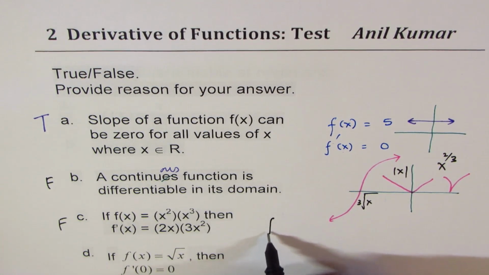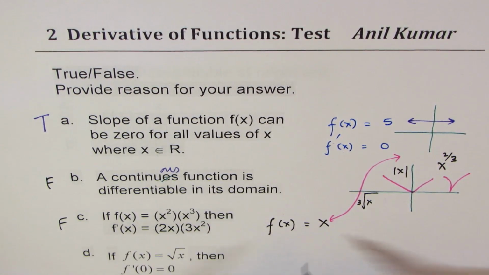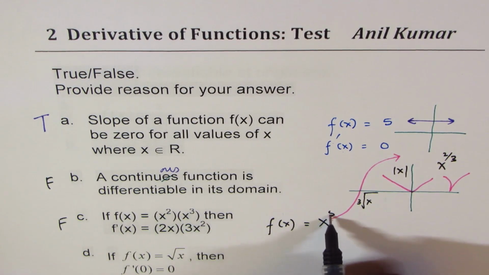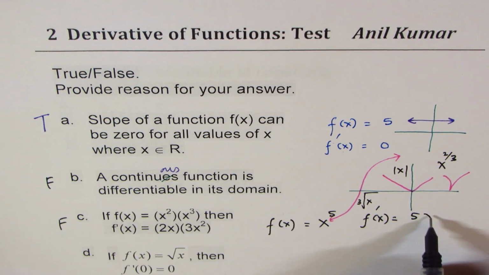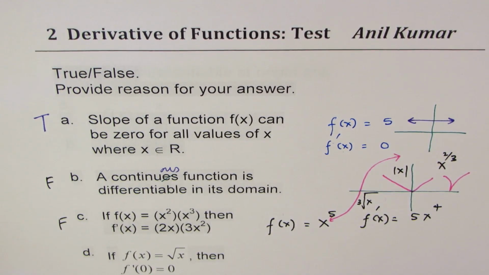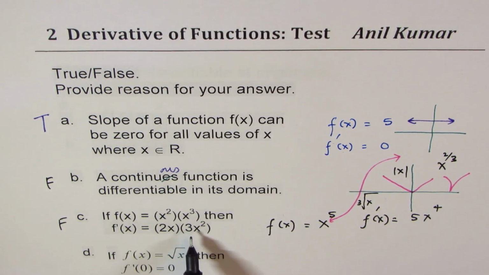Now, if you have a function as a product of all this, I could write this as x to the power of 2 plus 3, which is 5. So what is going to be its derivative? 5x to the power of 4 is going to be its derivative. Is that okay? So you can combine them and write like this. And the earlier statement is absolutely wrong.